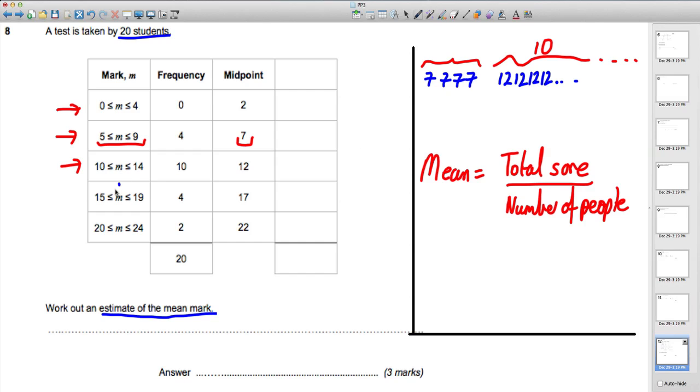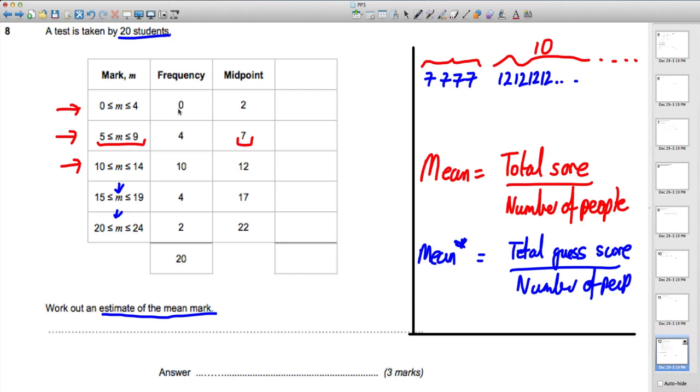And similarly, the midpoint here, the midpoint here. If we want to work out the estimated mean then, so I'll call this a mean with a star, this is an estimated mean. Again, it's the total guess score, or estimate of the score, divided by the total number of people.